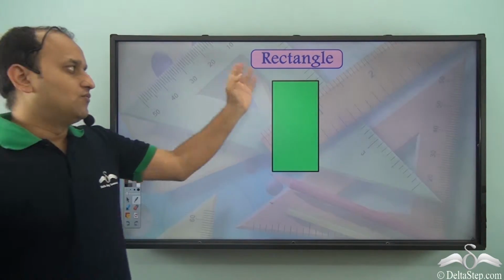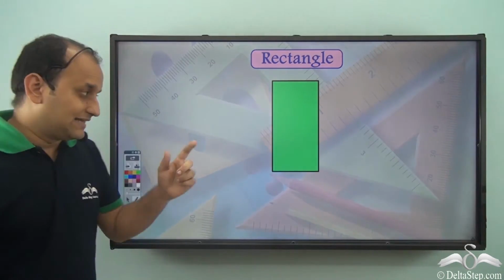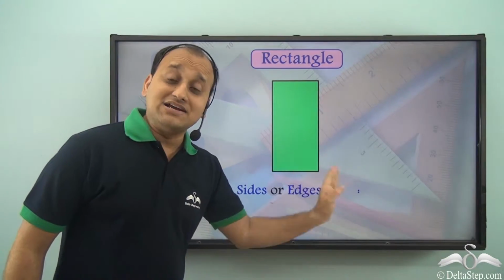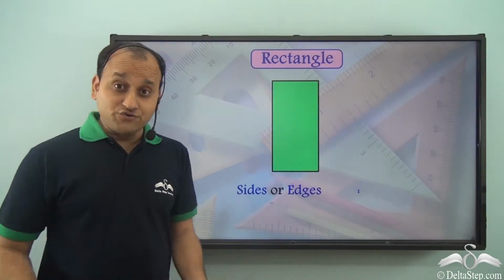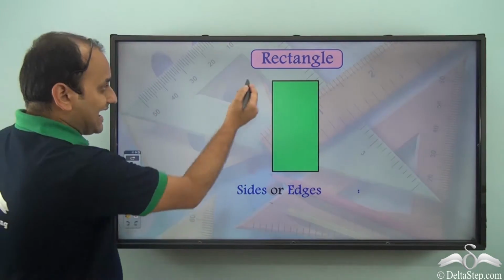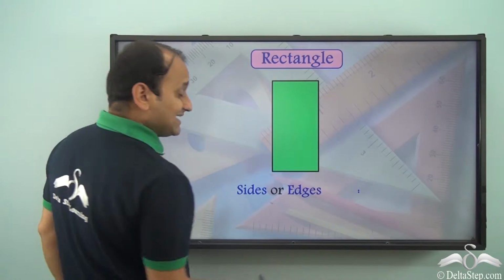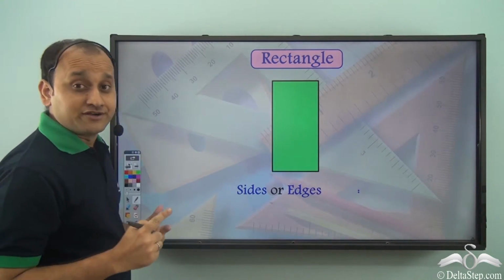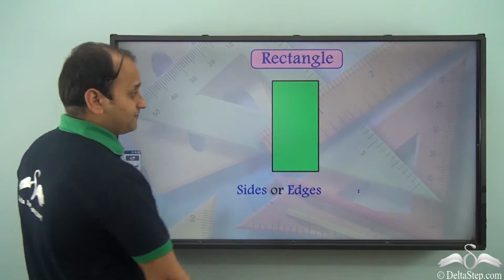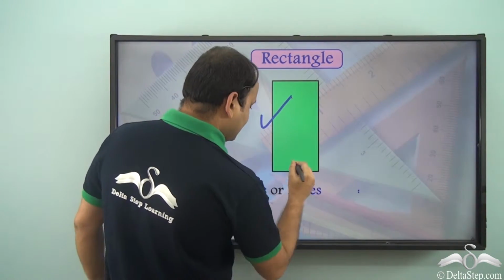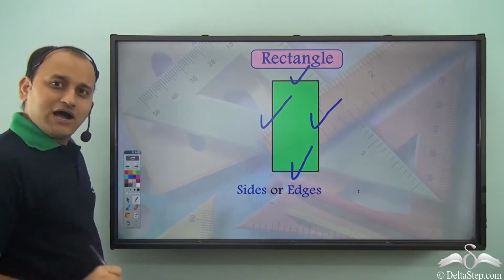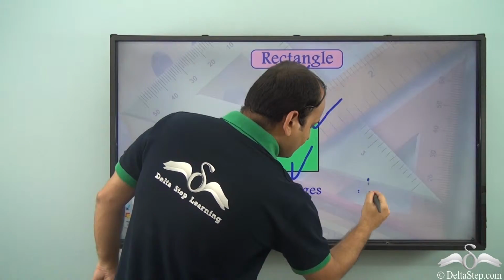Now what about rectangle? Let's see how many sides or edges does a rectangle have. So what do we know about sides or edges? Well, sides are nothing but lines that join 2 corners. So how many such sides or edges do we have? Well, this is 1, this is 2, this is 3, and this is 4. So how many do we have? 4.